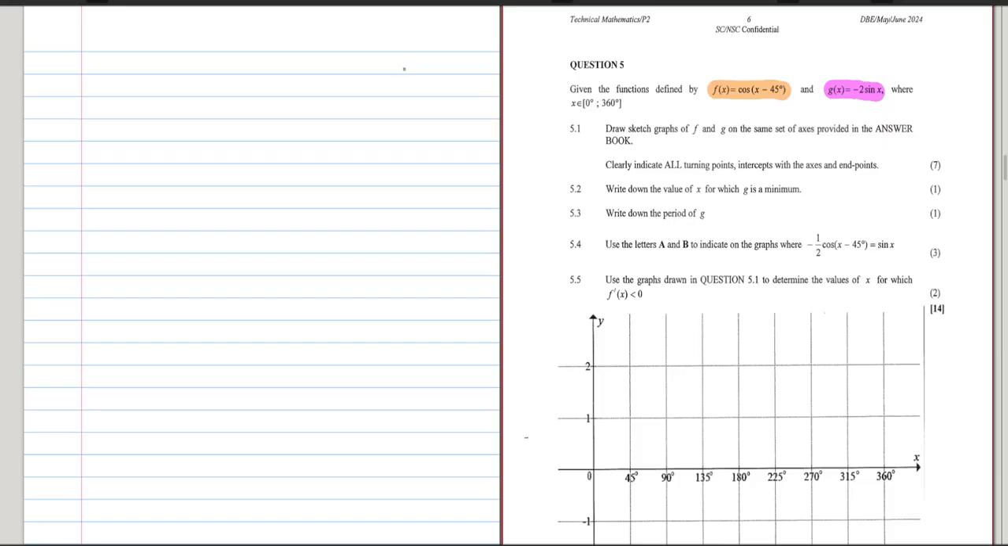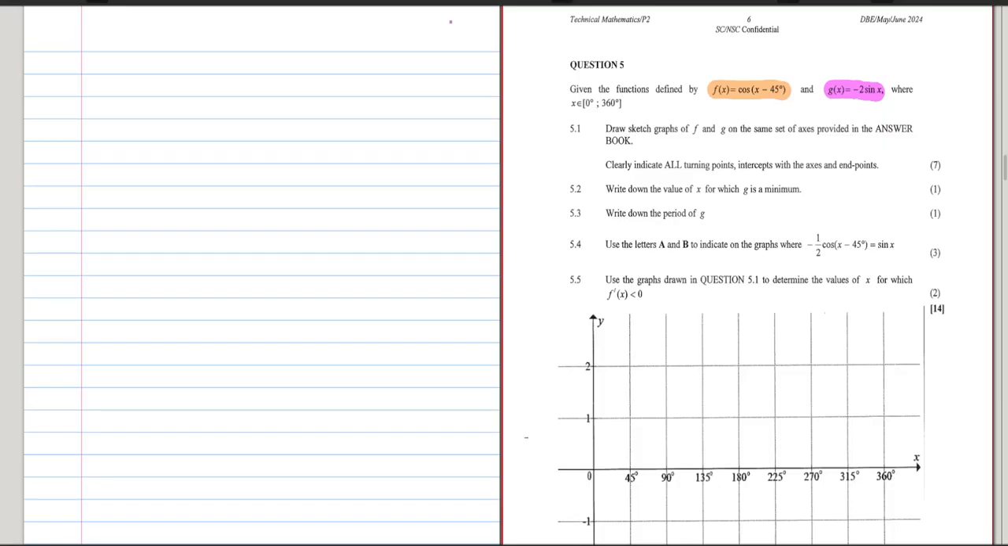The easiest way to plot a trigonometric function is actually to use your calculator. If you have the Casio 82 ZA plus 2, it's going to work just fine as well. So what mode? Press mode, and then we go to table, and then you'll see an f of x appearing there.